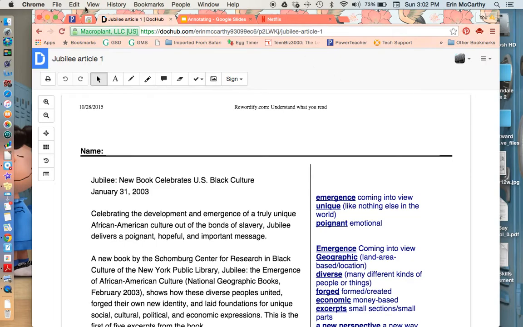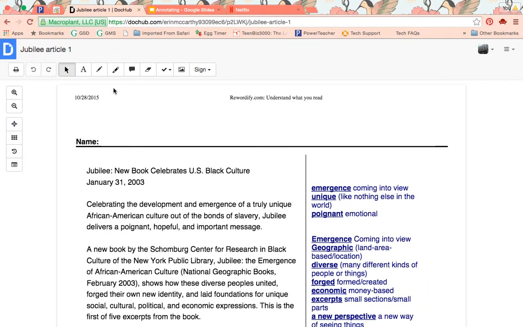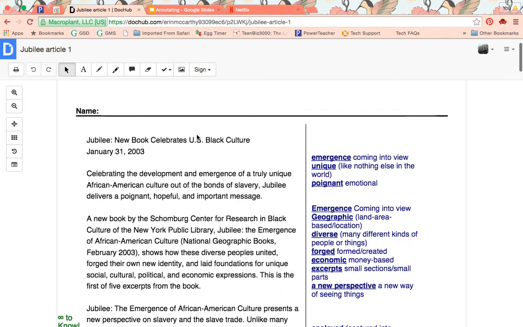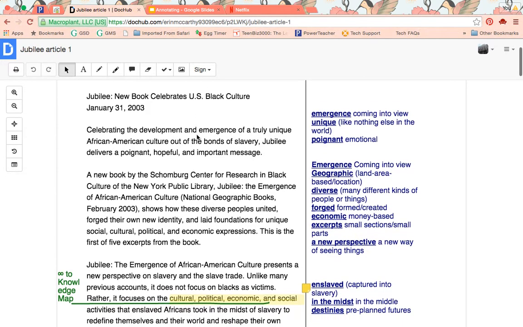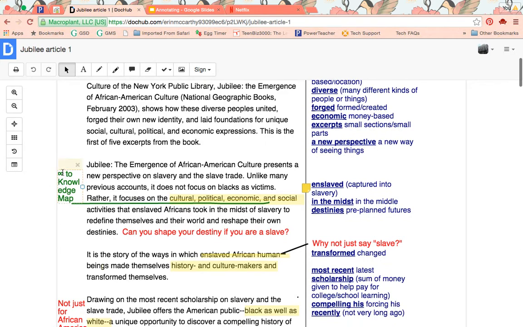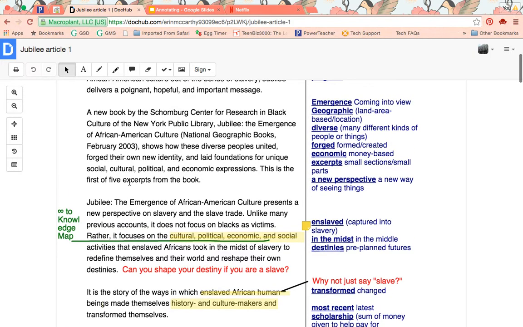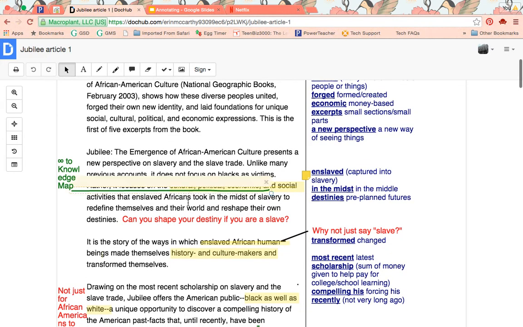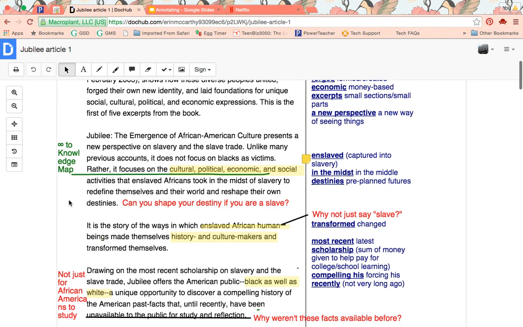And this is the first article, which in some ways was easier because it's a summary, but in other ways was not as easy. And so rather than me walk you through it in class, I'm going to show you my thinking here. So anytime we use the little infinity symbol, that means that we are making a connection. So as we read through paragraph 3, because we should have numbered these, we saw cultural, political, economic, and social, and that makes me think of the knowledge map.